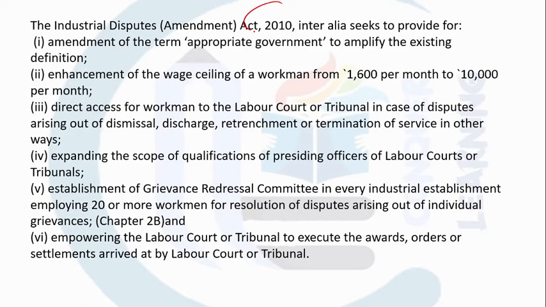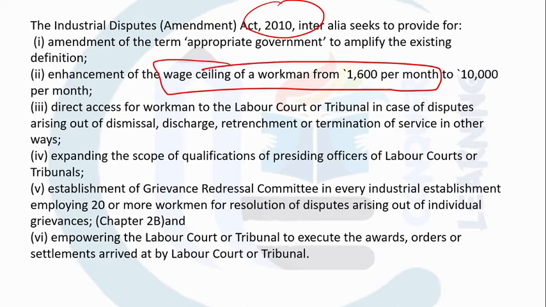Then 2010, which are being used in our latest legislation. The wage ceiling of workmen was increased from 1600 to 10,000. We studied the supervisory capacity. We have studied the workman definition. In the workman's definition, a supervisor is covered, but a supervisor who is earning a salary of more than 10,000 is not a workman. So earlier it was 1600, it became 10,000 in 2010.